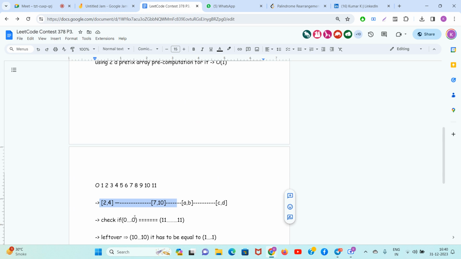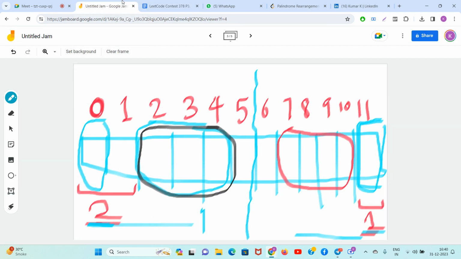So first thing you will do is check if the 0 0 is equal to 11 to 11. Okay, yes it is true. Great job.